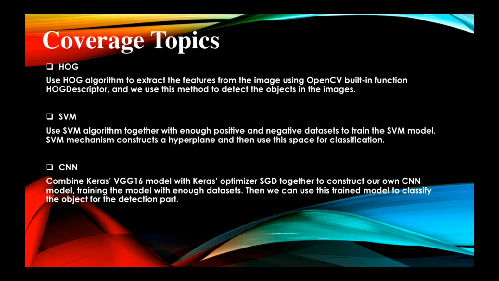The first topic covered is HOG. We try different parameters on that. The second topic is SVM, together with positive and negative datasets to train the model. For this part, I've tried different implementations and parameters of SVM. I combined the Keras VGG models with the Keras optimizer SGD together to construct our own CNN model.